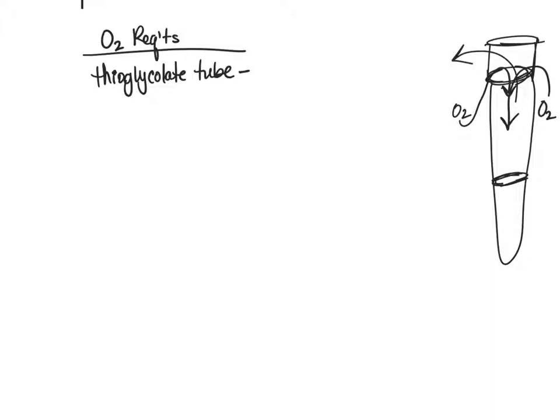So for the thioglycolate tube, what we then see is if our oxygen is in blue, let's say, then it's going to start to get into our thioglycolate medium here. And as it does this, there will be more and more oxygen near the top, of course, as it's coming in here. More and more oxygen at the top, and then it's going to become less and less as we move down the tube.